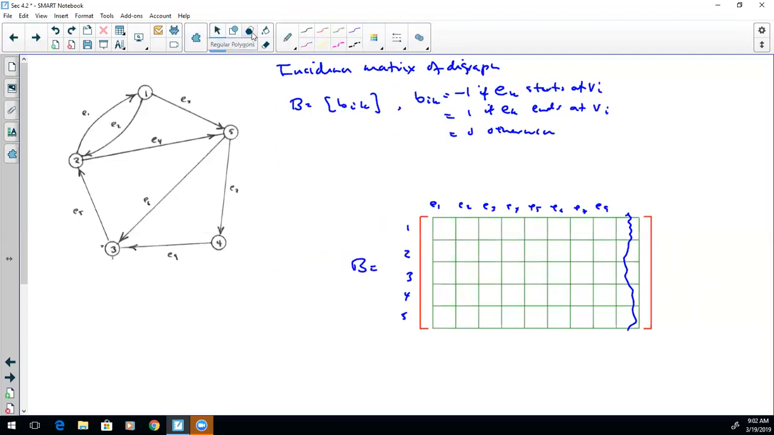Edge 1 goes into vertex 1, so that's a +1. It ends at that. Edge 2 goes out of 1. It starts at vertex 1, so that's -1. Edge 3 also starts at 1, that's -1, so it's going out. Edge 4 doesn't have a thing to do with 1, as does 5, 6, 7, and 9.